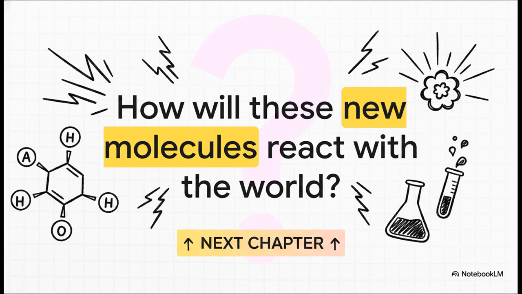And just like that, we've reached the end. Look at what we just did. You've completely mastered the fundamental building blocks, mapped out the bonds, named the structures, and successfully synthesized your very first alkyl halides. You literally went from 0 to hero. But here's the thing. Now that you have these powerful, halogen-loaded molecules in your toolkit, how are they going to react when we unleash them onto the rest of the chemical world? Well, that explosive question is exactly what you'll discover in the next chapter.